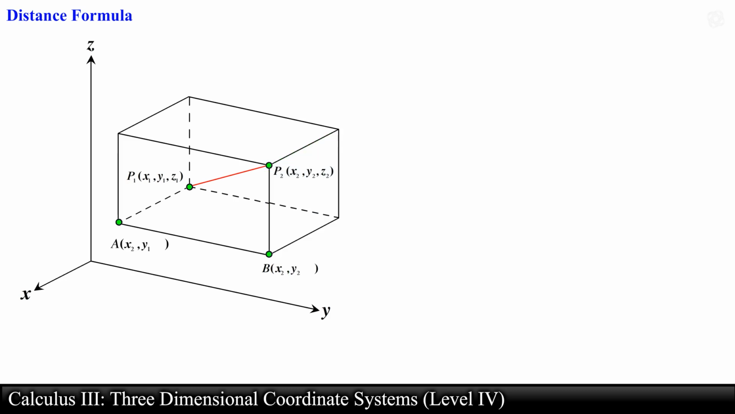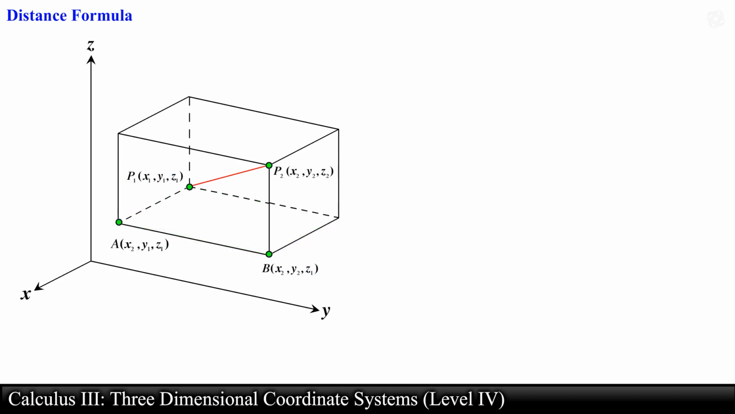And lastly, the plane that is located in the bottom of the box is parallel to the xy plane. This means that every vertex in this plane has the same z-coordinate as point 1. In this case, both vertex A and B will have z sub 1 as their z-coordinate.